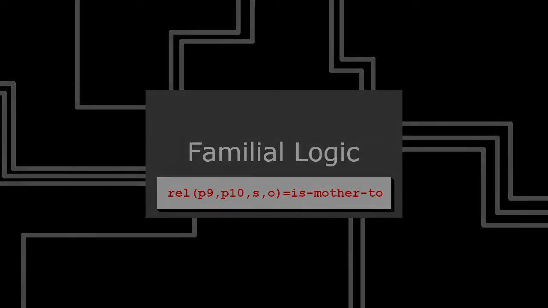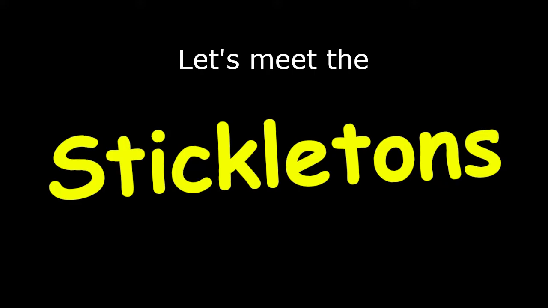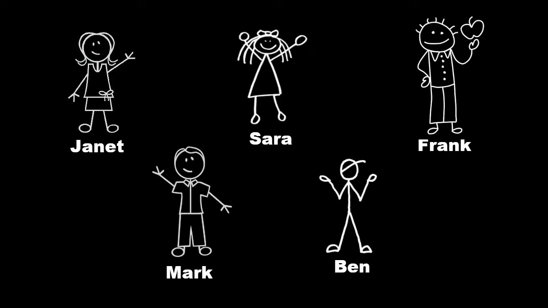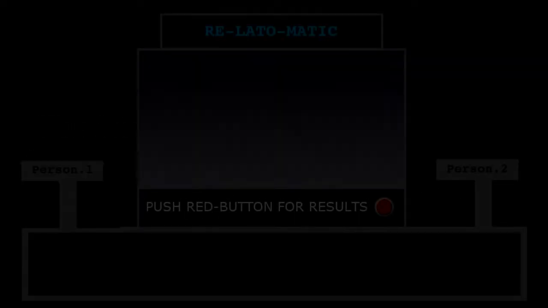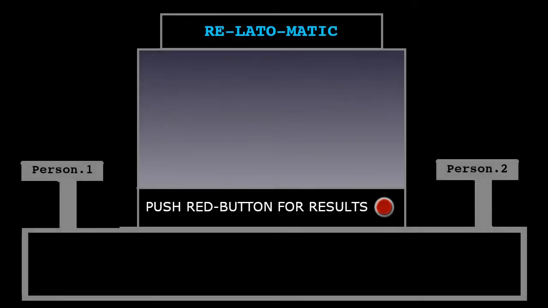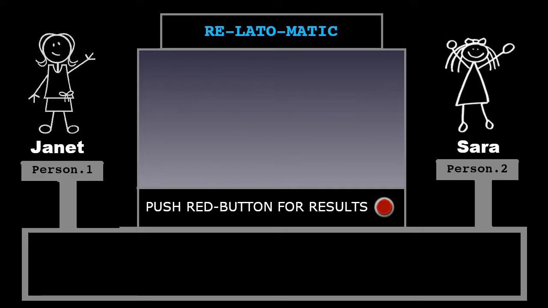We'll show you the machine in a moment, but first, let's meet the Stickletons, a well-rounded family with excellent language habits. Today we have with us Janet, Mark, Sarah, Ben, Frank. The Stickletons have agreed to hide their familial relations so that we can demonstrate the efficacy of our familial logic. The machine we talked about earlier is called the Relatomatic. By presenting two people to this machine, configuring it, and then pressing the red button, the machine will give us a relation. Let's start with Janet and Sarah.